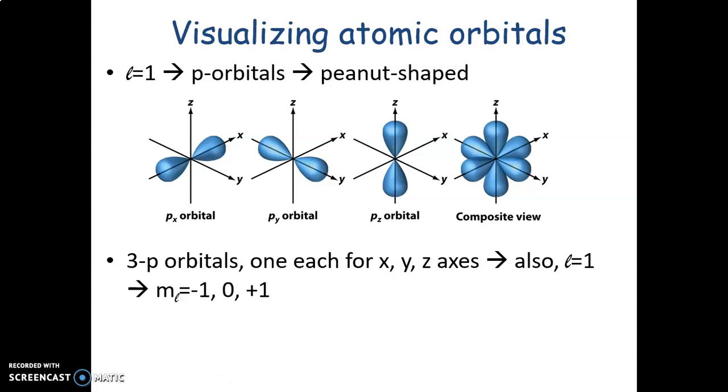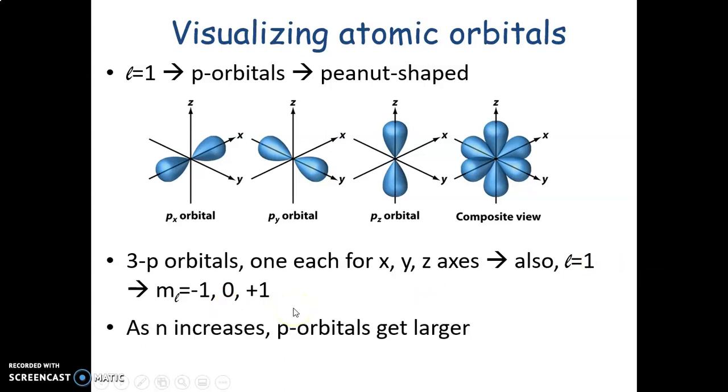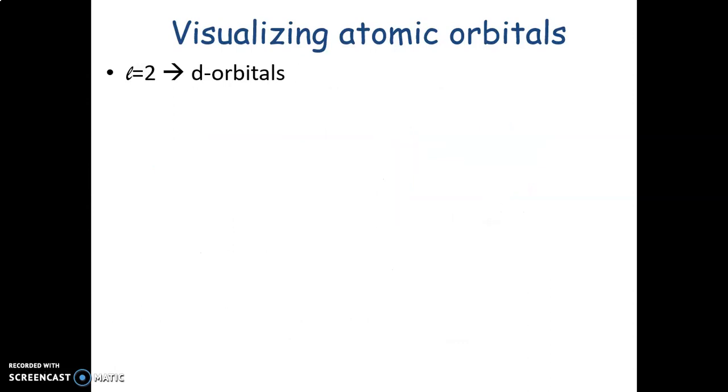So there's one for each of the axes, and you have the 3 quantum numbers. Those are related. And then just as with anything, when n goes up, the p orbitals get bigger. So a 2p orbital is bigger than a 3p orbital is bigger than a 2p orbital, and so on and so forth.